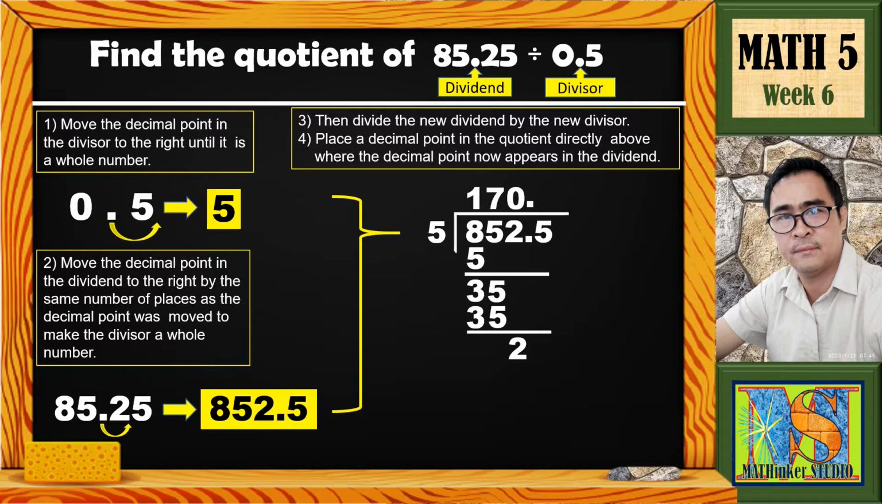Then 2 divided by 5 cannot be, so 0. So 0 times 5 is equal to 0. Then 2 minus 0 is equal to 2. Then bring down 5. Then 25 divided by 5 is equal to 5. Then 5 times 5 is equal to 25. Then subtract, the difference is 0. Okay?